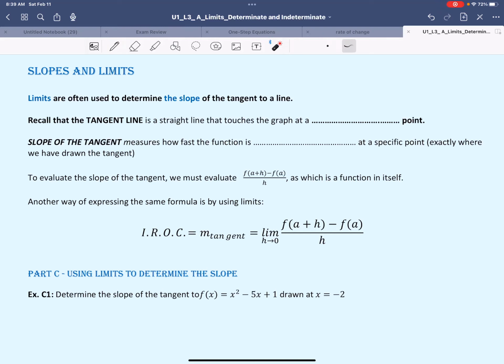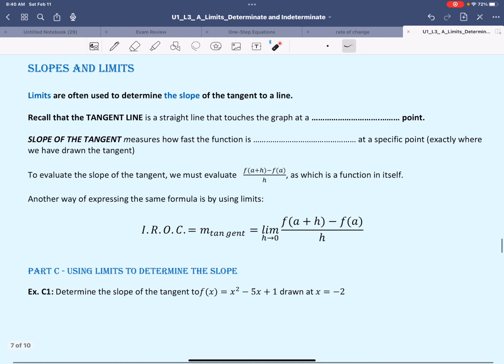We'll continue with the lesson on limits, and this time we'll explore how to use limits to find the instantaneous rate of change of a function, or in other words, the slope of the tangent drawn to a point on the graph of a function. Recall that the tangent line is a straight line that touches the graph at a single point. And the slope of the tangent helped us determine how fast the function is changing at that point.